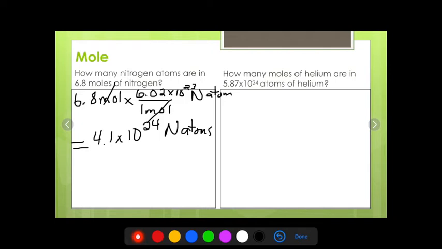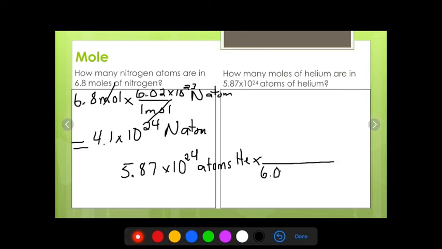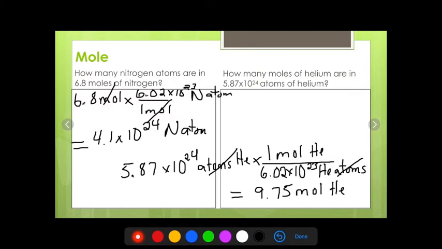So on the other one, we're going to go from atoms to moles. So it says we have 5.87 times 10 to the 24th atoms of helium. We want to know what that is in moles. So I want atoms to cancel, so I'm going to put Avogadro's number on the bottom and 1 mole on top. So atoms are going to cancel, and that gives me 9.75 moles of helium. Okay.